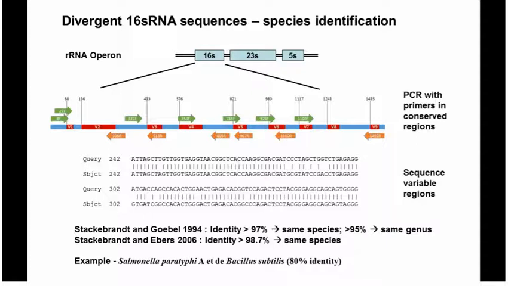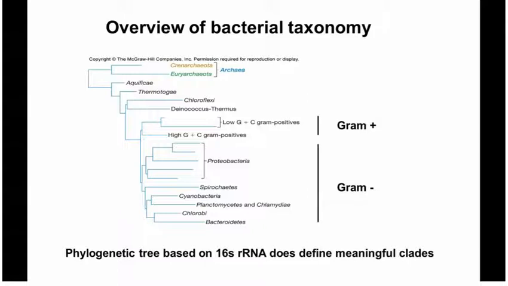But anyway, if you look at two very different types of bacteria, Salmonella and Bacillus, different classes of bacteria, gram-negative, gram-positive, they only have 80% identity. So 16S rRNA sequencing is kind of a universal mechanism of classifying bacteria. So does it work? Does it give us a useful classification?